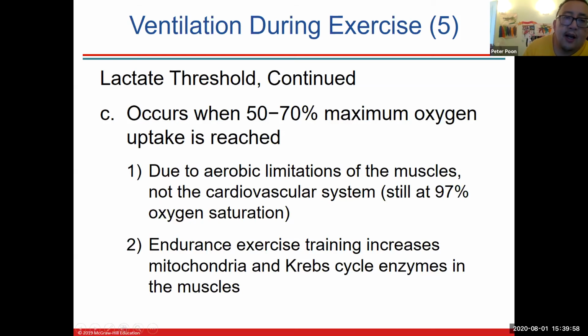The lactate threshold occurs when 70% of the maximum oxygen uptake is reached. This is due to the aerobic limitations of the muscle. You can only get so much oxygen to the muscle. Endurance exercise increases mitochondria. Remember, mitochondria are the things that actually use oxygen and Krebs cycle intermediates, so they can process oxygen faster, which gives you more energy, which gives you more endurance.